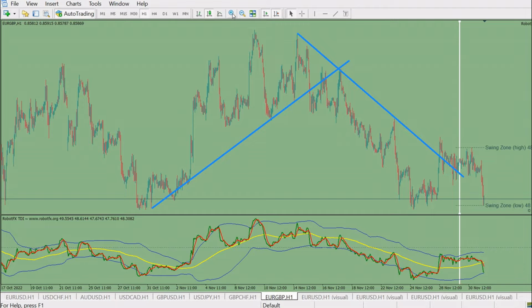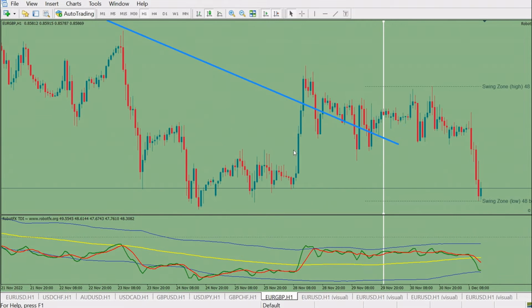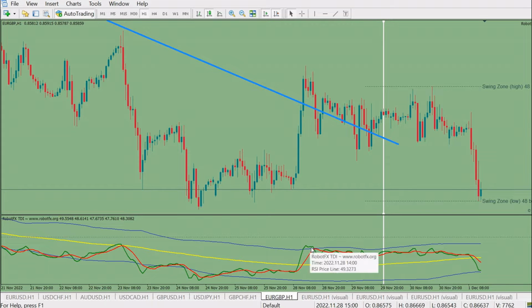Now, since we have established the trend and how to find it, let's see how to or when to enter the trades. And for that we have to use the various signals from the green and the red lines, the signal and the main line, also the intersections of these lines with each other, and the blue and the yellow lines.